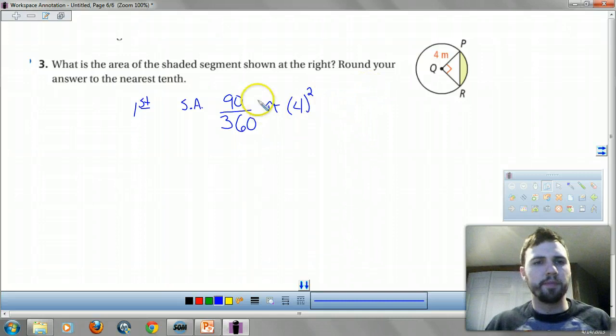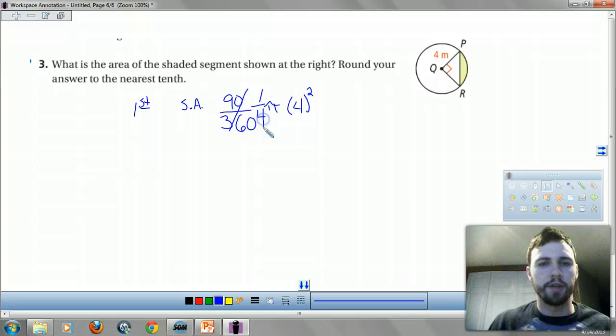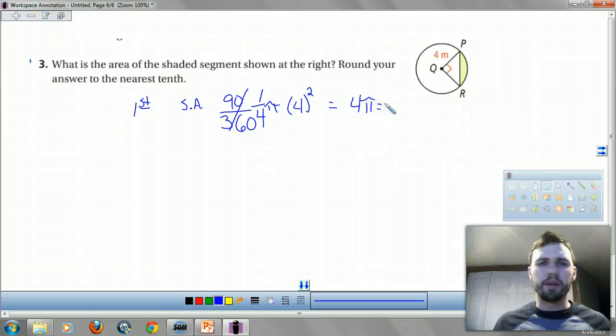So, what's 90 divided by 360? Well, it's 1/4, right? 1/4 times 4 squared. So I get 4 pi. Which is, again, you can just plug this in your calculator. This says round to the nearest tenth on this guy. 12.57.